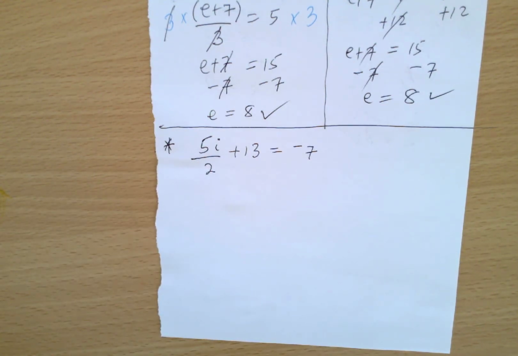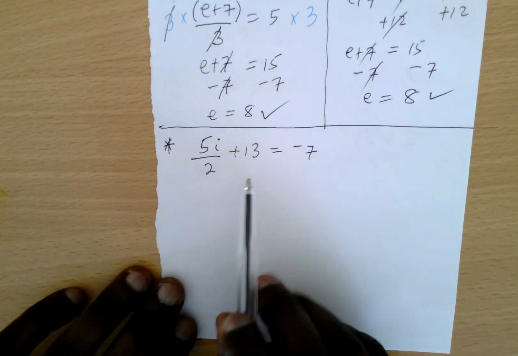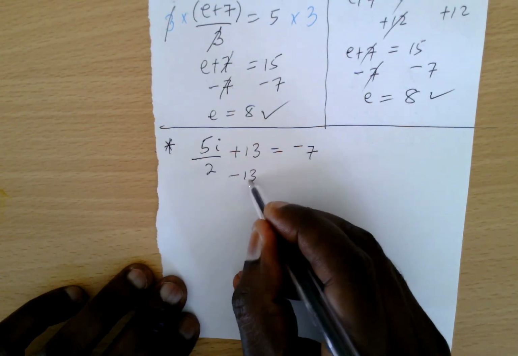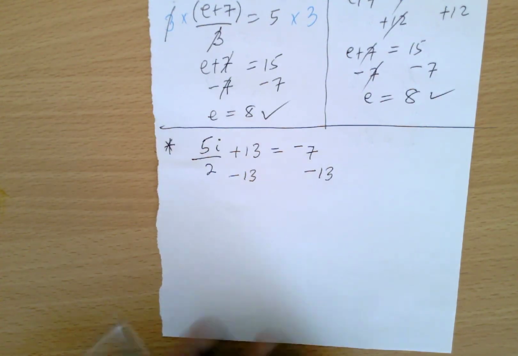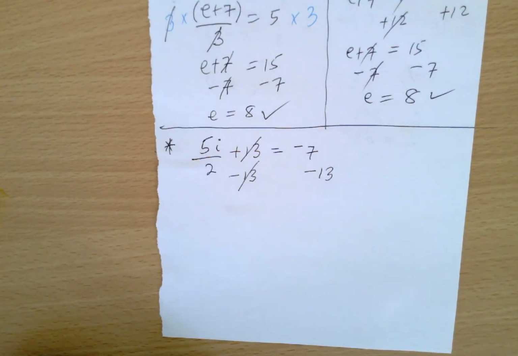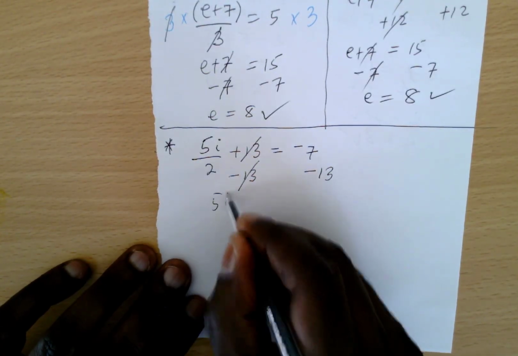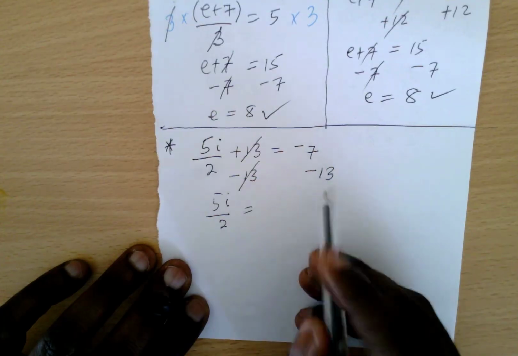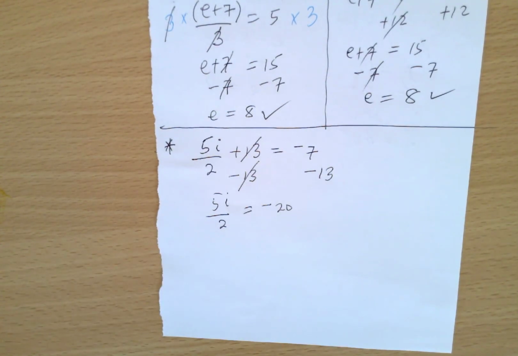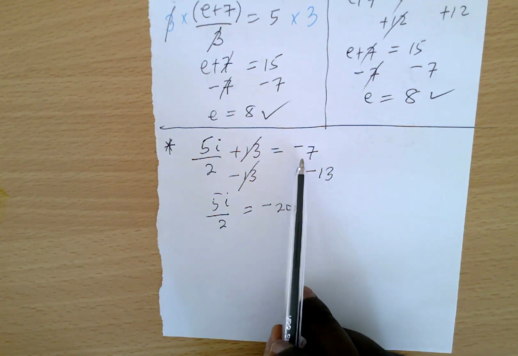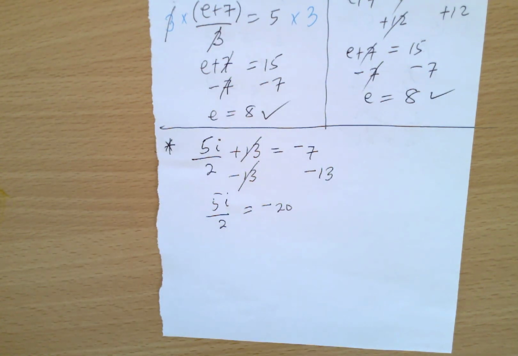So I'll show you one method to do this. Don't be afraid to minus 13 on the left and on the right. Much as you see a minus here, please just follow the principle. This cancels out to 0. We have 5i divided by 2 is equal to negative 7 minus 13, which is negative 20. You can use your number line to remember how to do this. Maybe sometime I'll also do that for you. So please, negative 7 minus 13 is negative 20.